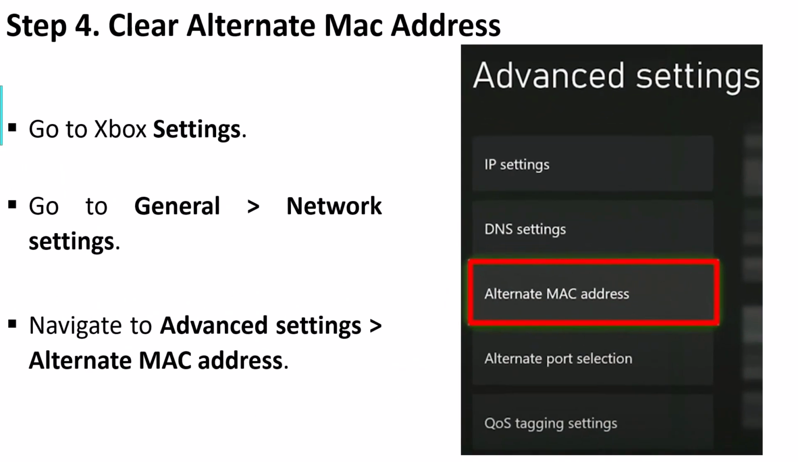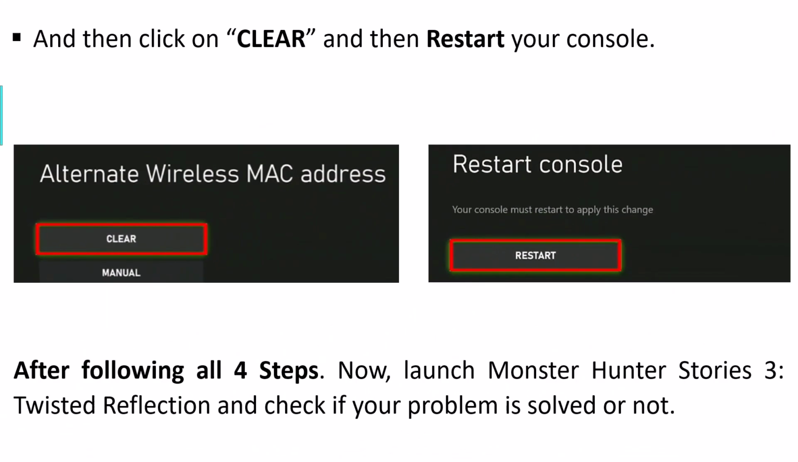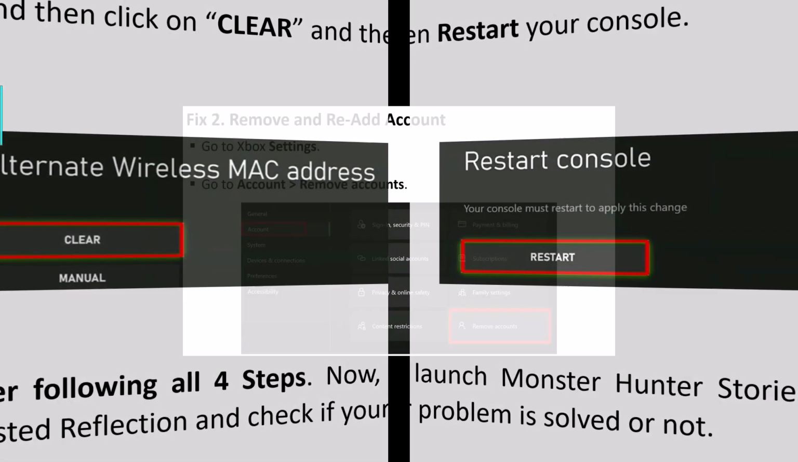Step 4 is to clear alternate MAC address. Go to Xbox settings, go to General, Network Settings, navigate to Advanced Settings, alternate MAC address and then click on clear and then restart your console. Now after following all the 4 steps, you can go ahead, launch the Monster Hunter Stories 3 Twisted Reflection game and check if your problem is solved or not.